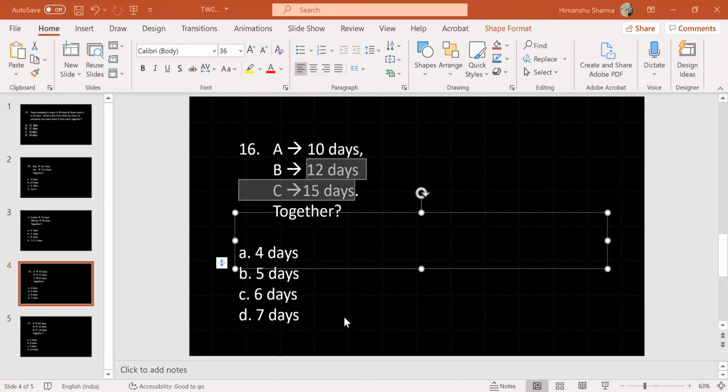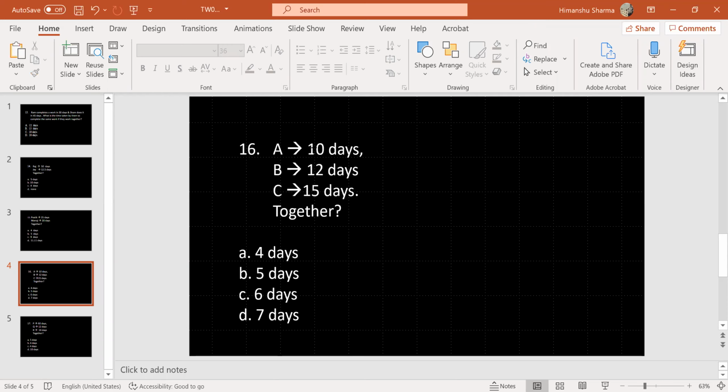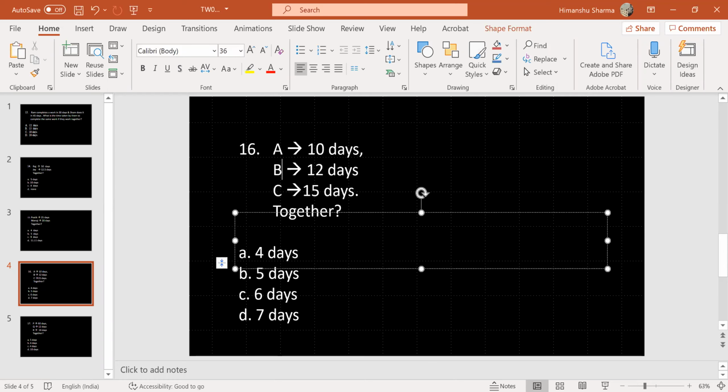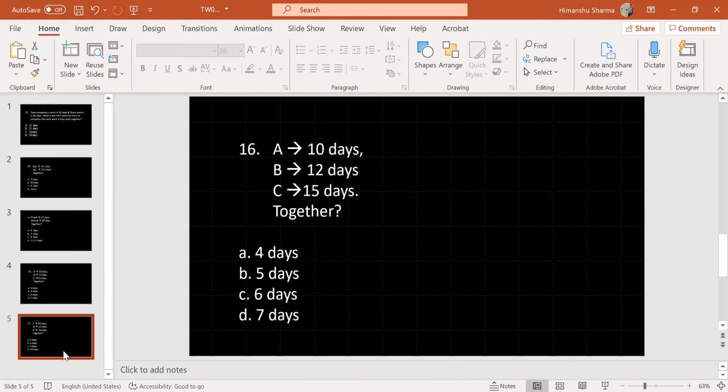Sir, that is nothing but 60. So LCM of 12 and 15 is 60. And can I say 60 is a multiple of 10 also? So total work is 60 units, which means A is doing 6 units per day. B is doing 5 units per day. C is doing 4 units per day. Sir, 6 plus 5, 11 plus 4, 15. In one day, if they're doing 15 units, sir, 60 units, they'll take how many days? 60 by 15, that is nothing but 4 days without touching the pen.